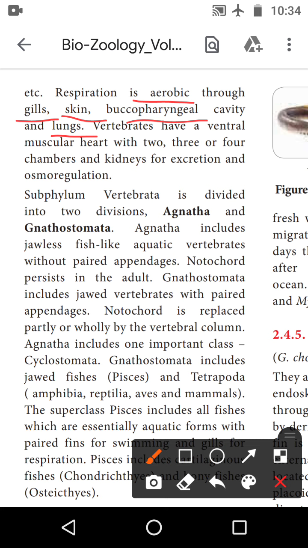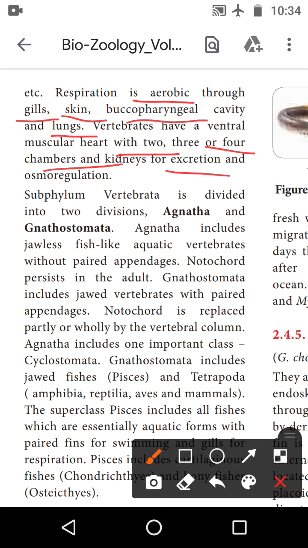Vertebrates have a ventral muscular heart. So how many heart chambers are present? 2 heart chambers, or 3 heart chambers, or 4 heart chambers. Kidney is for excretion and osmoregulation. So kidney only is the elimination part for the vertebrate.